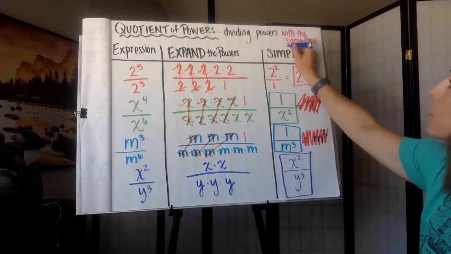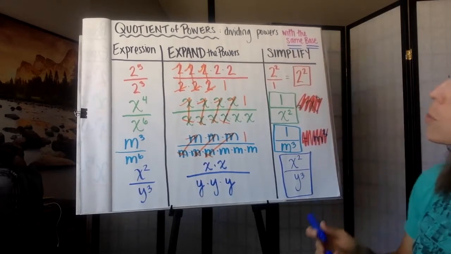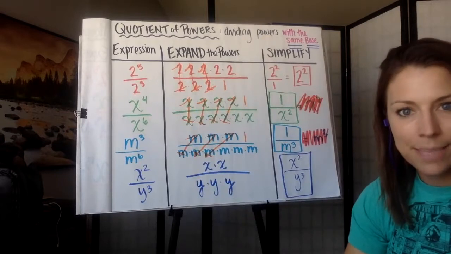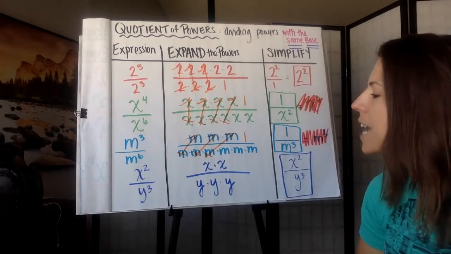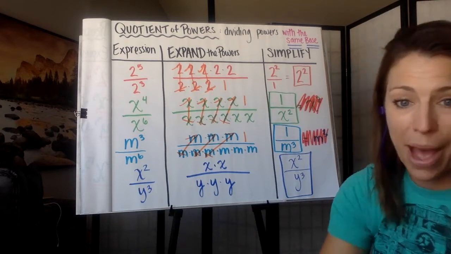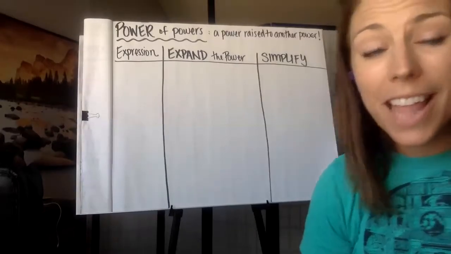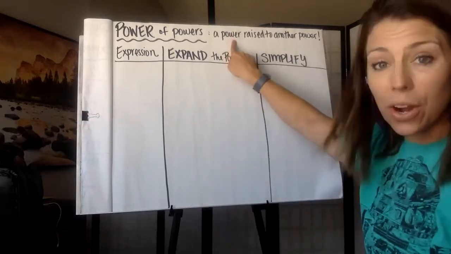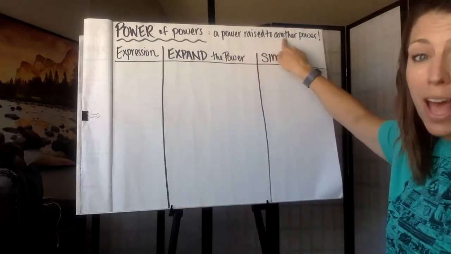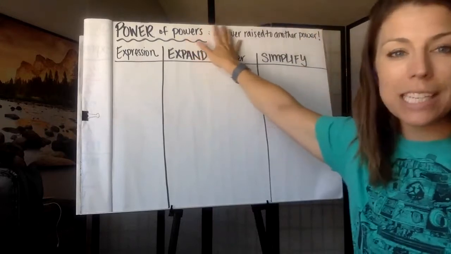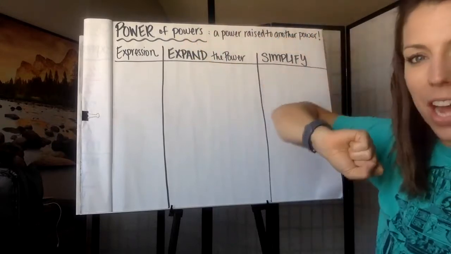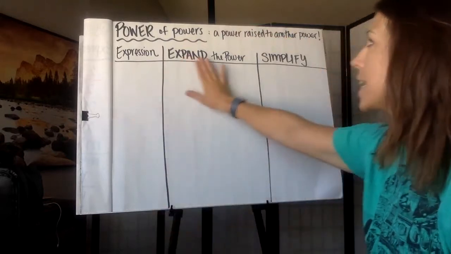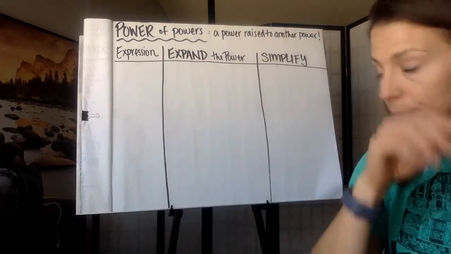So that's why it is important to understand that this quotient of powers only works when you have powers with the same base. All right, let's wrap up these notes with our power of powers. Okay, for our last property, we're going to look at a power of powers, which is a power raised to another power. Notice I didn't write same base here because that's actually not as important. So take a moment to set up your notes in your 3 columns with expression, expand, and simplify.